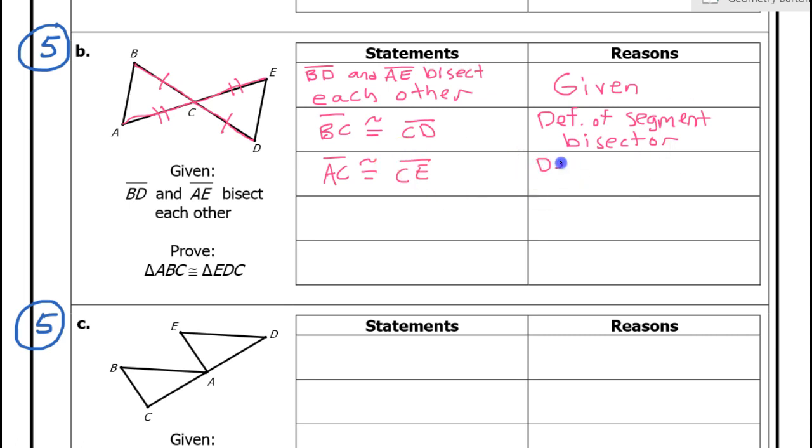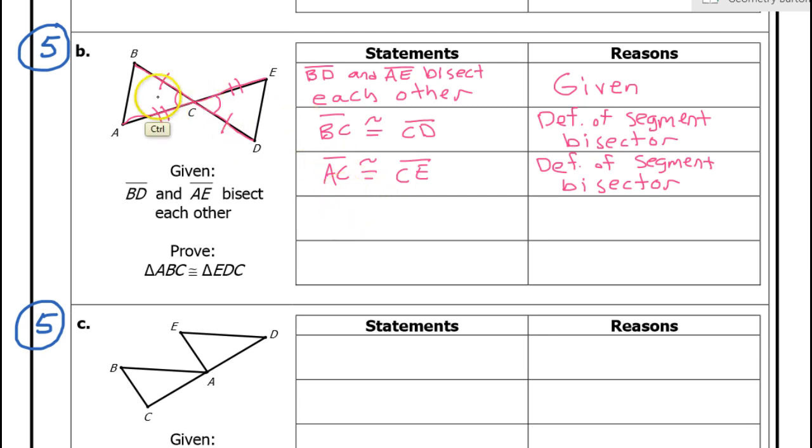So, definition of segment bisector again. Okay. Well, that was the only given. So we've gotten everything we can out of the given. It's not quite enough to prove the triangles are congruent, but luckily we notice that there are some vertical angles here. And vertical angles are always congruent.